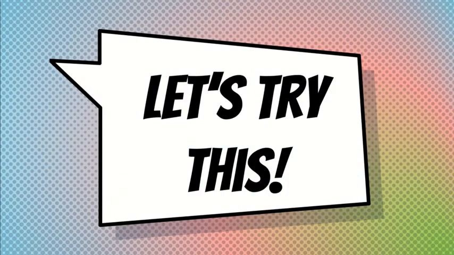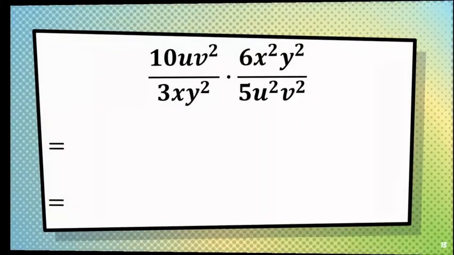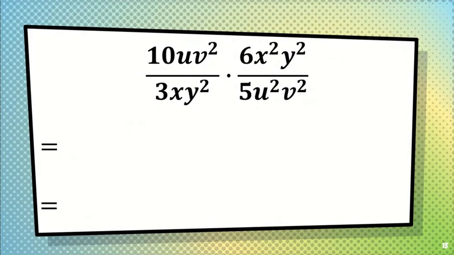Then play it when you're done to see if we arrive on the same answer. Let's begin. Our given is 10uv squared all over 3xy squared times 6x squared y squared all over 5u squared v squared. Again, we have choices in simplifying the given expressions.